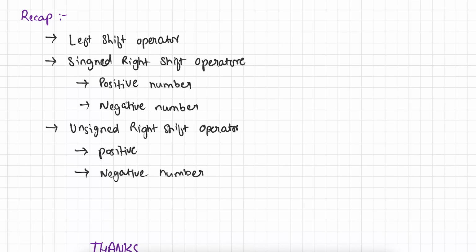Next, we have learned about the unsigned right shift operator. In the case of positive numbers, the unsigned right shift operator works exactly as the signed right shift operator. The main difference comes in when we apply this on negative numbers. What happens when we apply it on negative numbers? Our number gets converted to a positive number because all the bits are shifted towards the right and the leading bits get filled with 0. So that is why negative numbers get converted into positive numbers.